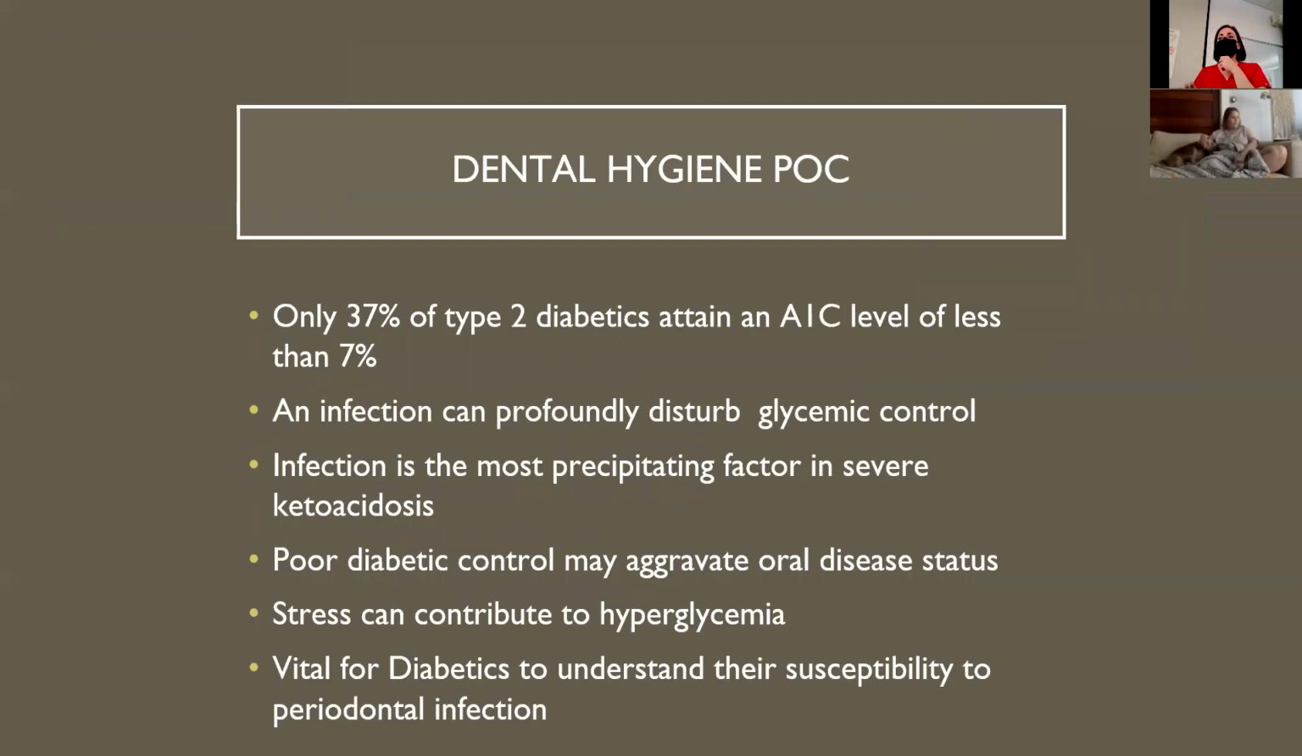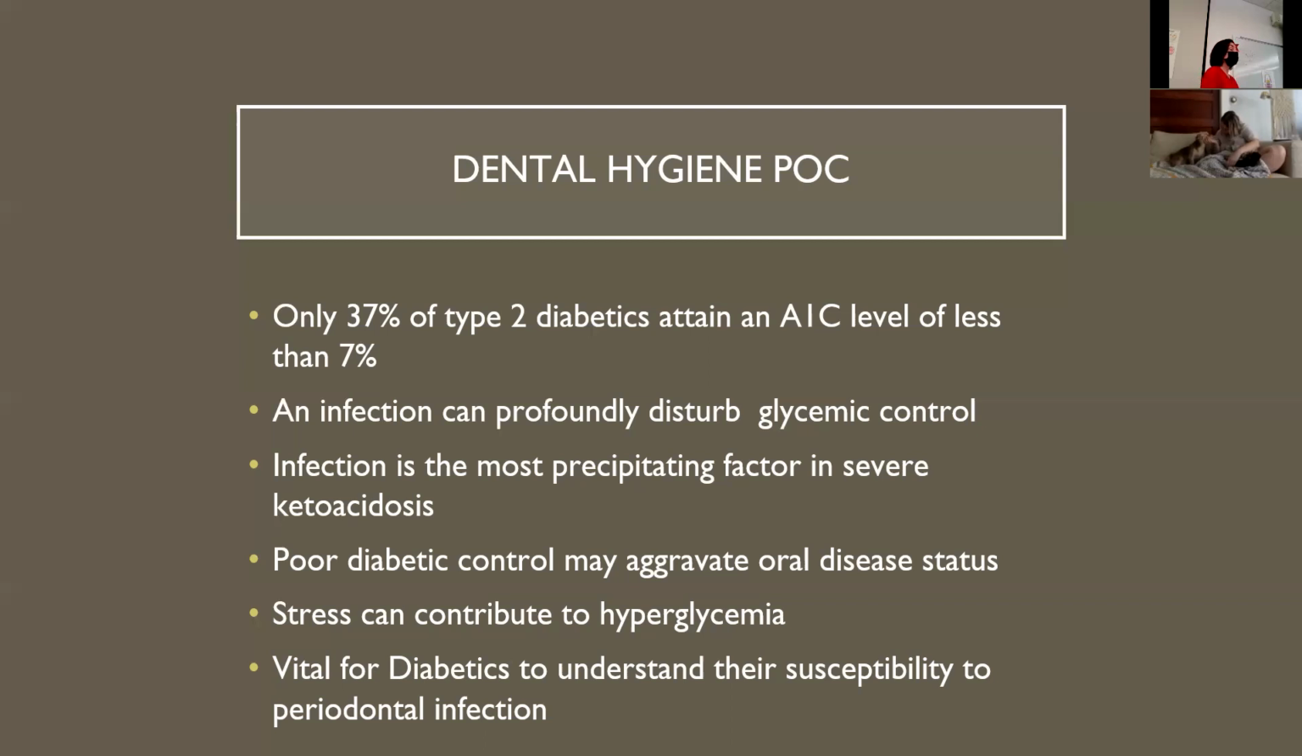So, process of care. Only 37% of type 2 diabetics attain an A1C of less than 7%. I don't know if that's just because it's hard to maintain, or because those lifestyle changes are such a struggle. It's like getting people to quit smoking. It's hard to change a pattern that has emerged throughout your life. I don't know if that directly affects it or not, but that's a pretty significant, smaller amount.